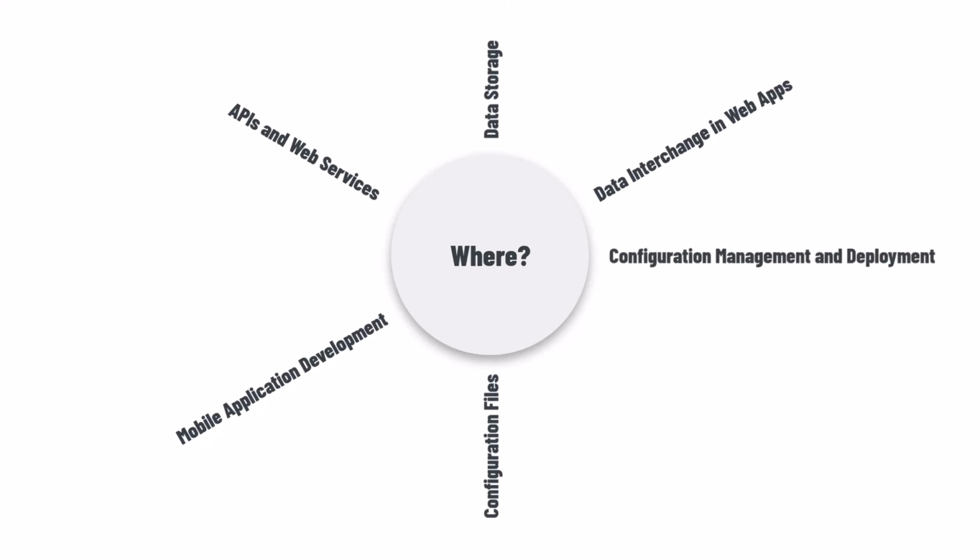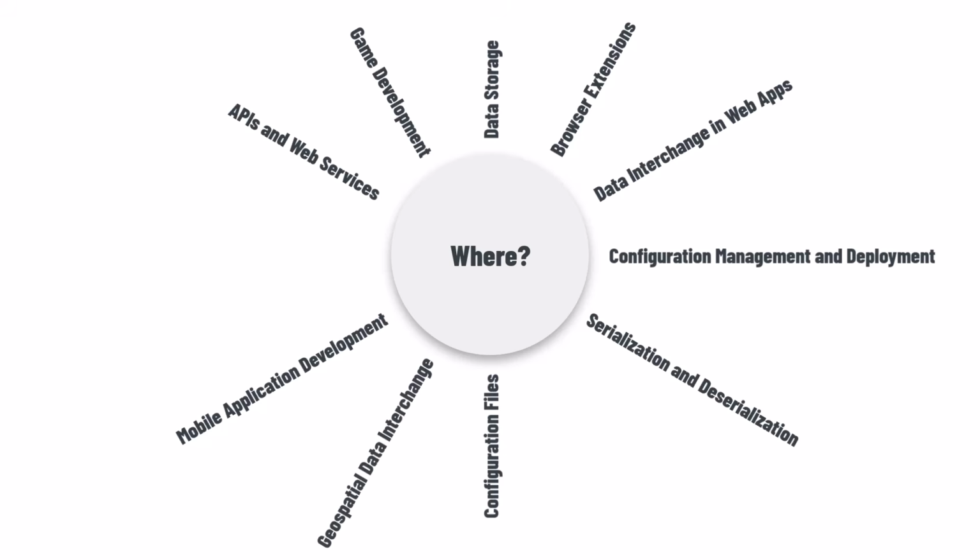Configuration management and deployment. Tools in DevOps use JSON for deployment and orchestration tasks. Browser extensions. Commonly used format for browser extension configurations. Serialization and deserialization. Provides a format for storing or transmitting data for later reconstruction. Game development. Modern game engines use JSON for data storage and configuration. Geospatial data interchange. GeoJSON encodes geographical data in a JSON format. Online advertising and marketing. Used for transporting ad content and user metrics data.